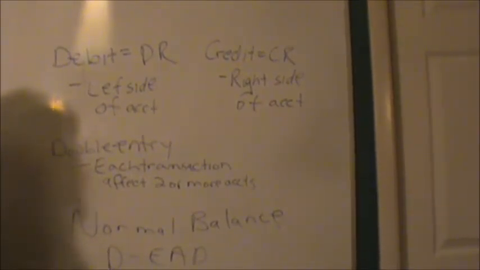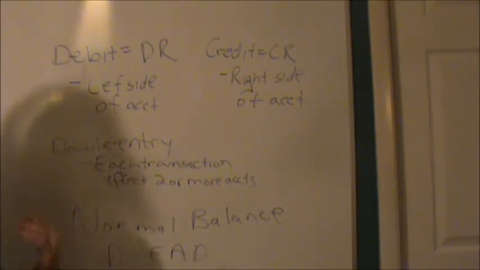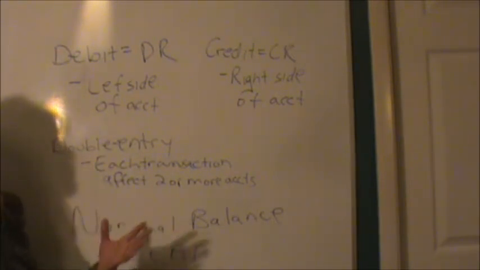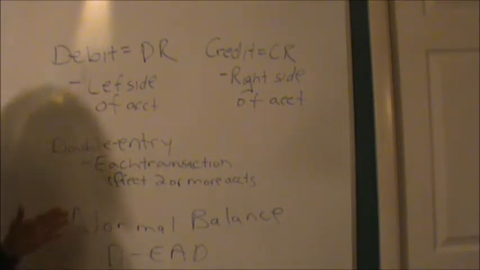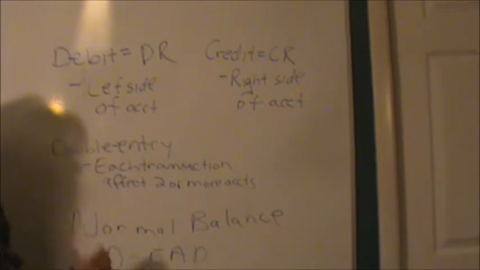Double entry. Each transaction is going to affect at least 2 accounts. Could affect more, but it's going to affect at least 2 accounts. That's what double entry means. So for every debit, there is a credit. Or at least I should say for every debit, there is at least 1 credit and vice versa.